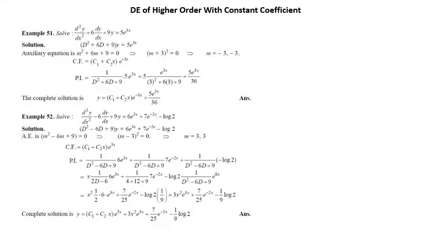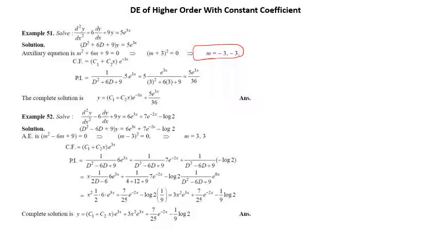Next. Consider this differential equation. Now the auxiliary equation becomes m square plus 6m plus 9 equal to 0. Roots are this. Since the roots are real and equal, the solution becomes (c1 plus c2 x) e to the power minus 3x. What is PI? PI is equal to 1 by the operator. The operator is D square plus 6D plus 9, acting on 5 e to the power x.